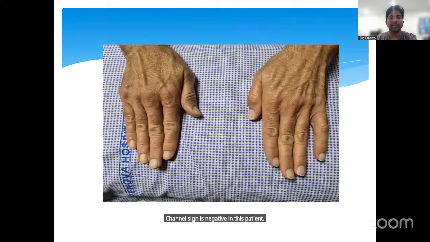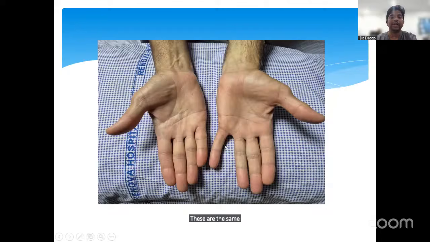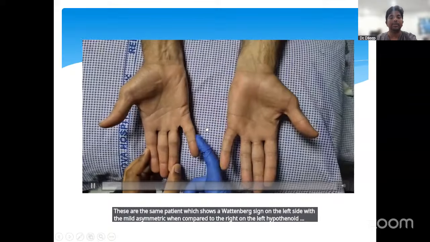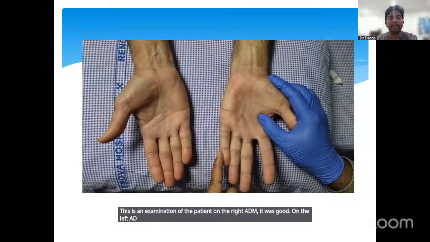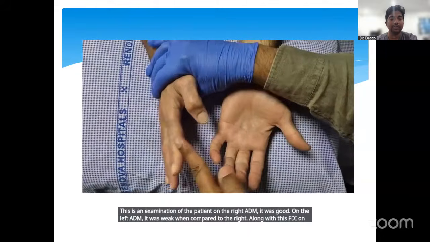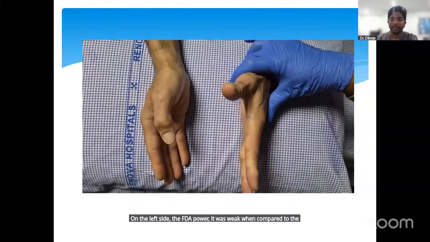This is a clinical photograph of the patient in which there is a Wartenberg sign on the left side, and the right was normal. This is the same patient, which shows the Wartenberg sign on the left side, with mild asymmetry of the left hypothenar muscles when compared to the right. This is the examination of the patient. On the right ADM, it was good. On the left ADM, it was weak when compared to the right. Along with this, the FDI on the right side was normal. On the left side, the FDI power was weak when compared to the right side.